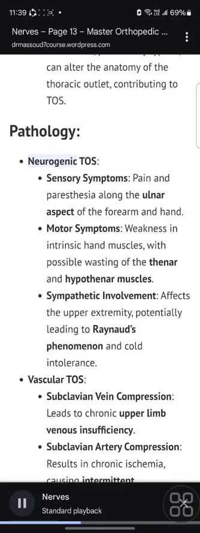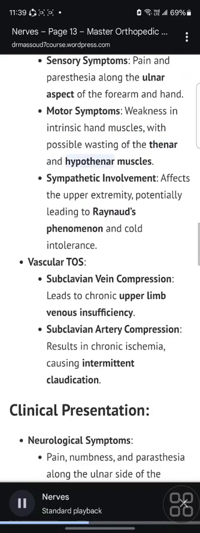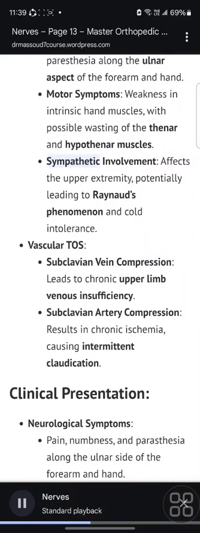Pathology. Neurogenic TOS. Sensory symptoms, pain and paresthesia along the ulnar aspect of the forearm and hand. Motor symptoms, weakness in intrinsic hand muscles, with possible wasting of the thenar and hypothenar muscles. Sympathetic involvement affects the upper extremity, potentially leading to Raynaud's phenomenon and cold intolerance.